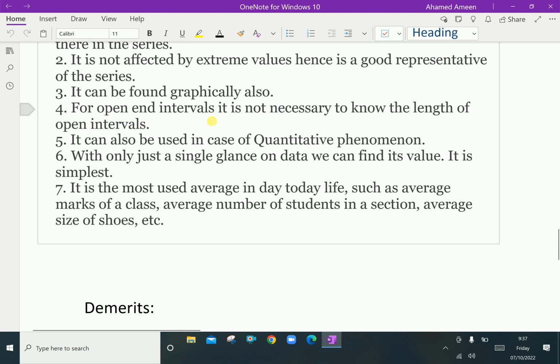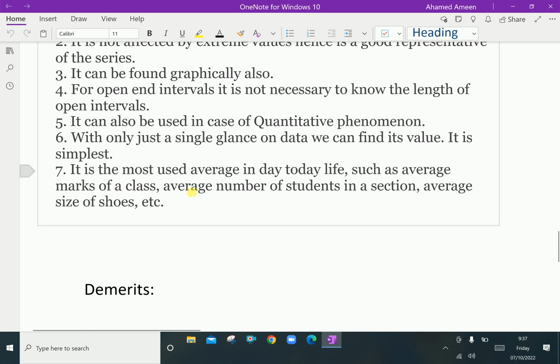For open-end intervals, it is not necessary to know the length of the open intervals. It can also be used in the case of qualitative phenomena. With just a single glance at the data, we can find its value. It is the simplest, and the most used average in day-to-day life, such as the average marks of a class, the average number of students in a section, the average size of shoes, etc.